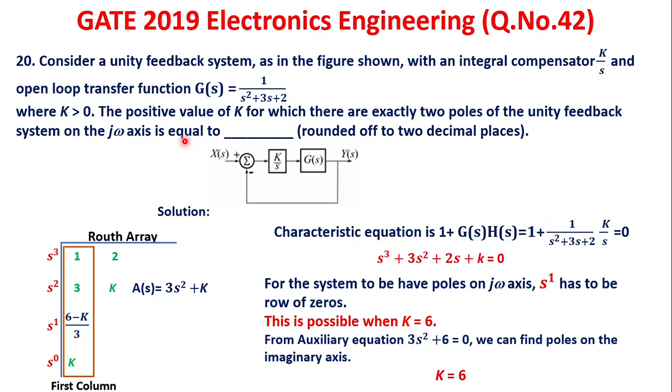So whenever we want to find the poles on the j omega axis, we have to get the row of zeros condition. The row of zeros condition we will get in an odd power s row. Then you have to formulate the auxiliary equation, and from the roots of the auxiliary equation you will get this particular condition. The characteristic equation is formed, and from it the Routh array. So for a system to have poles on the j omega axis, finally K equal to 6.